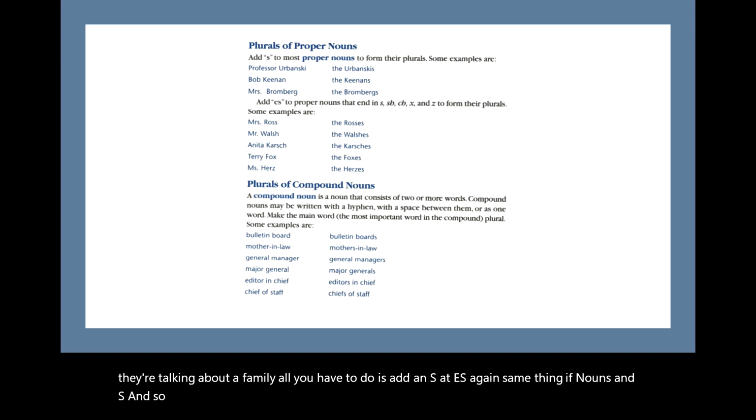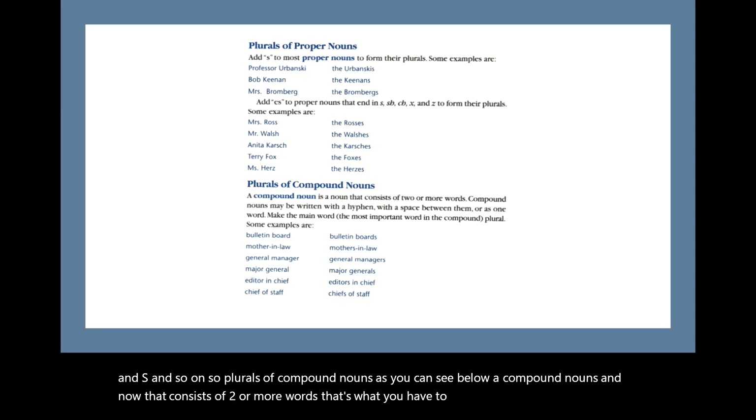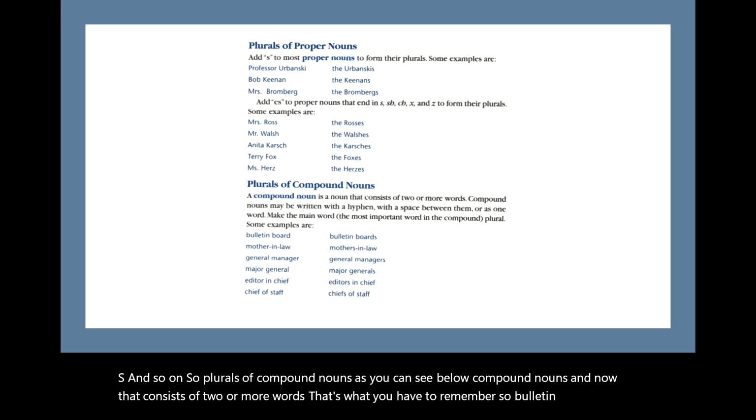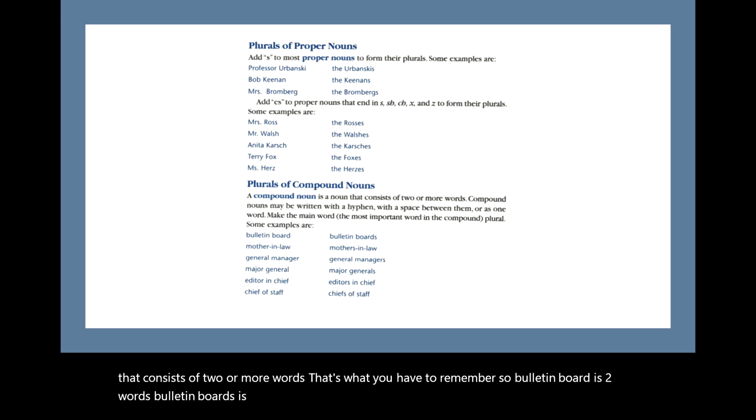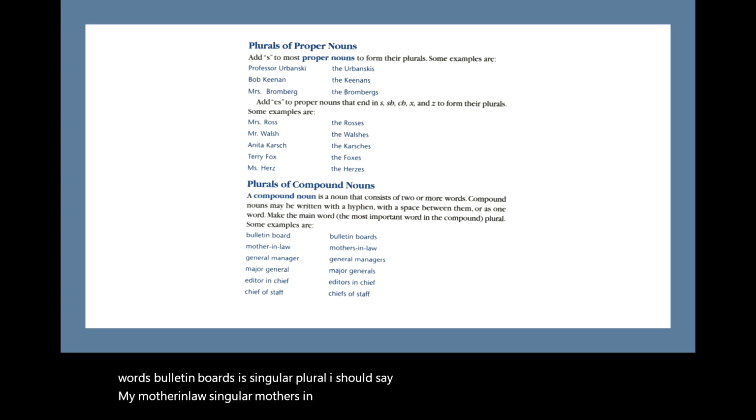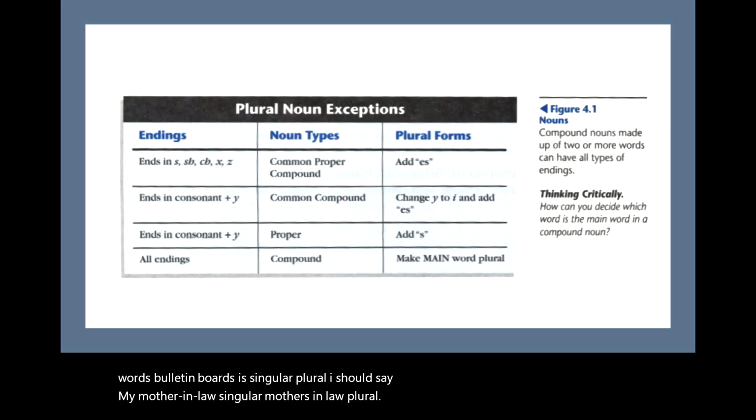So, plurals of compound nouns. As you can see below, a compound noun is a noun that consists of two or more words. That's what you have to remember. So bulletin board is two words. Bulletin boards is plural, I should say. Mother-in-law, singular. Mothers-in-law, plural. Here are some more exceptions for plural nouns.